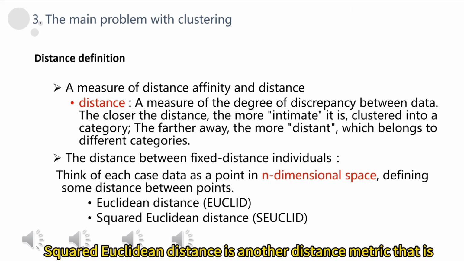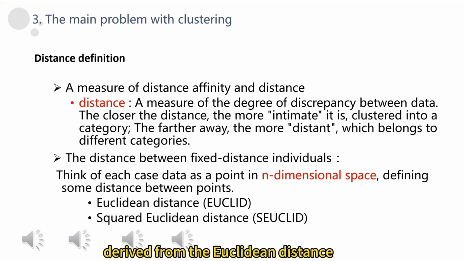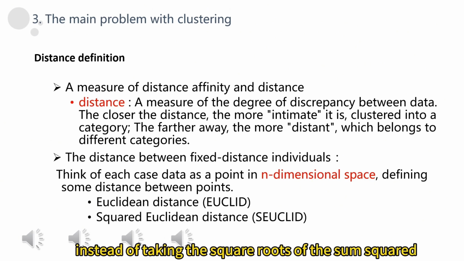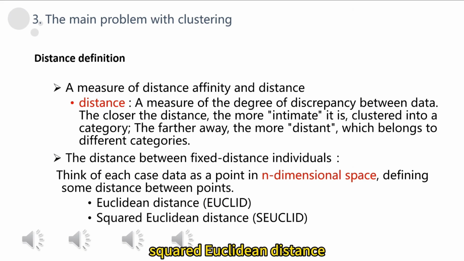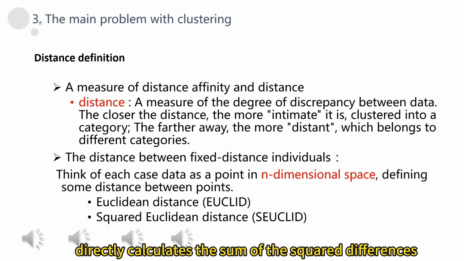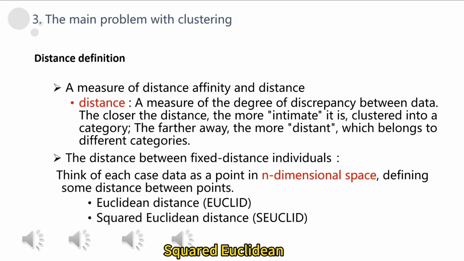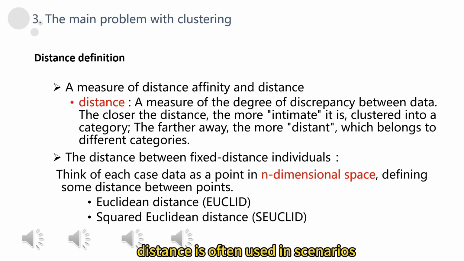Squared Euclidean distance is another distance metric that is derived from the Euclidean distance. Instead of taking the square root of the sum of squared differences, squared Euclidean distance directly calculates the sum of the squared differences. Squared Euclidean distance is often used in scenarios where the actual distance values are less important than the relative distance between points.